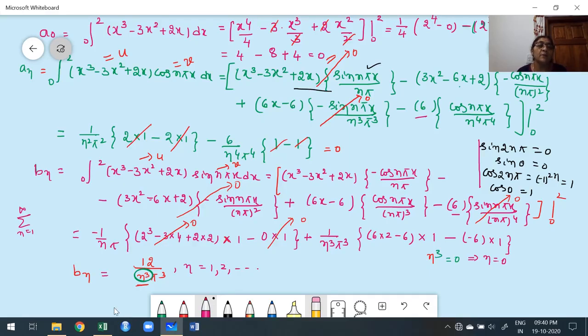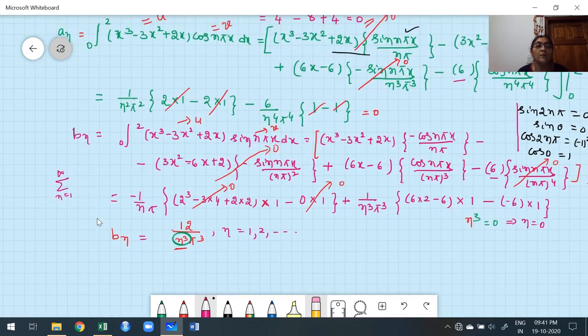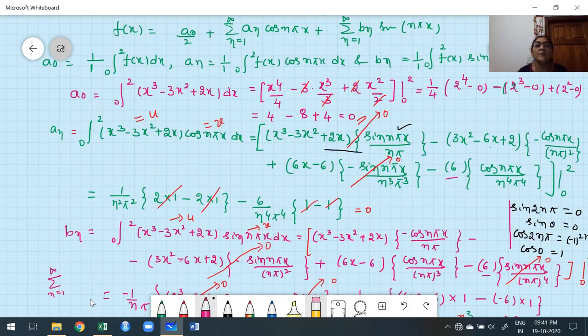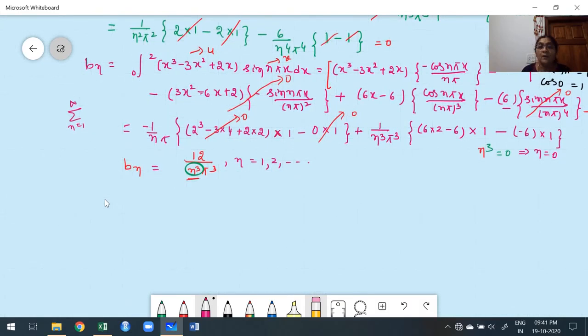That's very, very important. Once we get the value of bn, I have to verify it is true for all values of n. Once we get the values of a0, an and bn, observe a0 is 0, an is 0, only we get bn. I have to substitute it, I have to construct the Fourier series. Therefore now f of x equals a0 by 2 is 0, an is 0, only the summation. While writing bn, I have to keep the constant outside the summation for our convenience. 12 by pi cube is outside. Then summation n ranging from 1 to infinity, 1 by n cube into sine of n pi x.